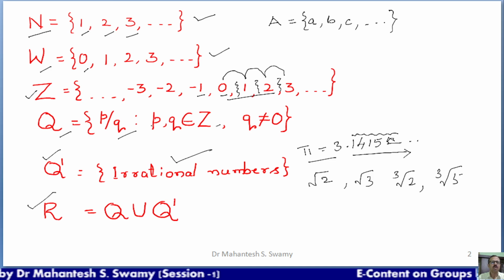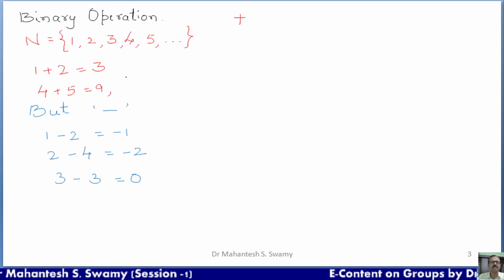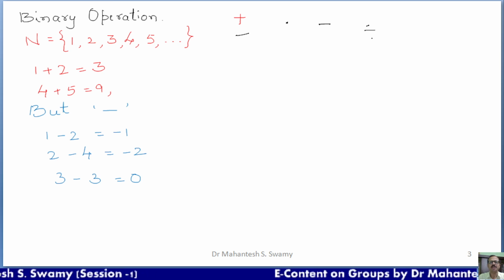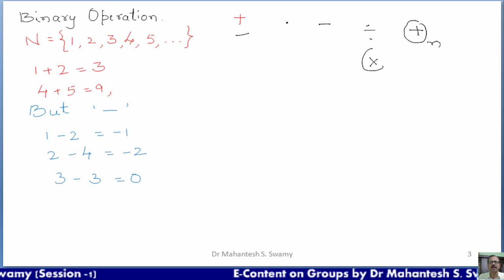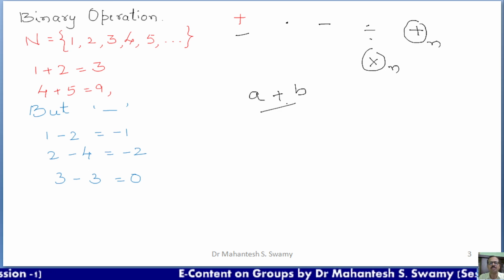Now let us move on to the binary operation. What is meant by a binary operation? A binary operation is some operation like addition. It may be addition, multiplication, subtraction, division, addition modulo n, multiplication modulo n, or any other operation which is defined by the user. The operation which connects any two elements is called a binary operation.